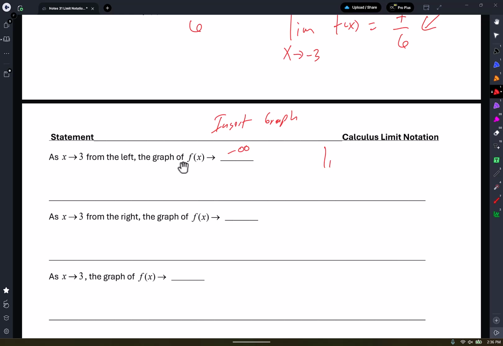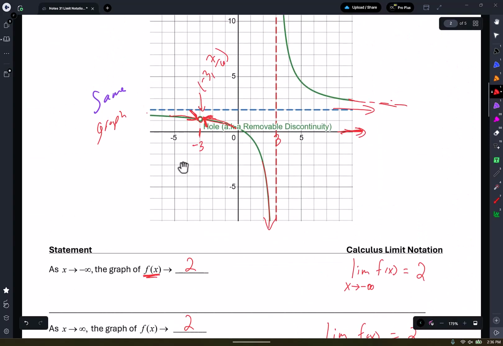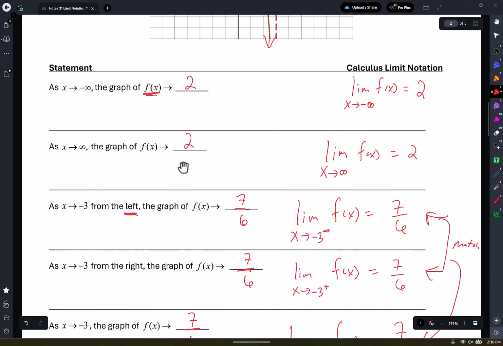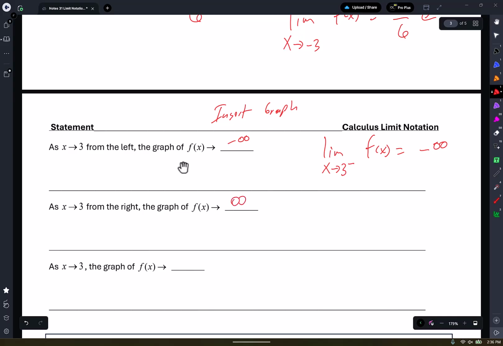So how do you write it? Limit as x approaches 3 from the left of this function equals negative infinity. You could also say it does not exist because infinity is not a number, but this is fine for now. Limit as x approaches 3 from the right. Okay, well, here's 3. If I approach 3 from the right, look what's happening to my y values. Infinity. Limit as x approaches 3 from the right of this function equals infinity. Are we still okay? All right.